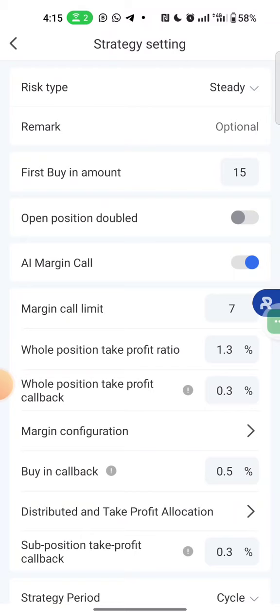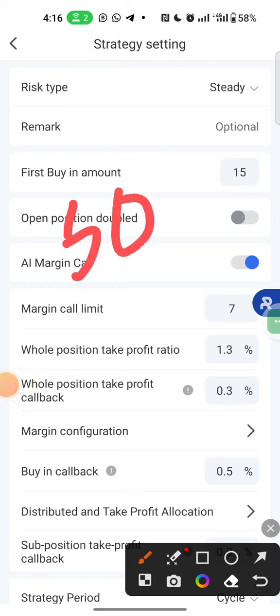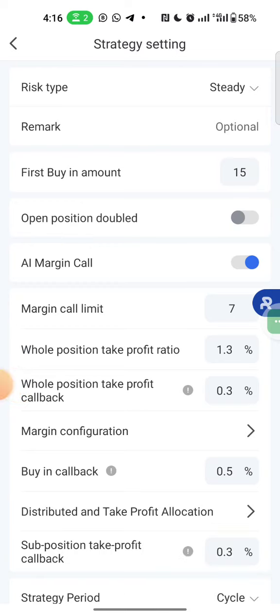Now before you create your strategy, if you have little capital, your options are little, but if you have more capital, you can have more options. So let me start with little capital. For example, if you have $50, what are you supposed to do?